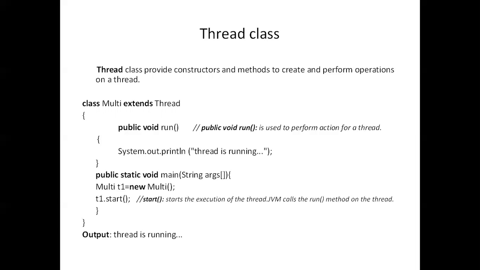Then public static void main, the main function of the program, where we create an object t1 of class Multi, and then using this object t1 we call the start method. The start method is used to begin execution of a thread. The Java Virtual Machine calls the run method on the thread when the start method is called. So the output of this program is: thread is running. So it is a basic example of a thread using the extends Thread class.